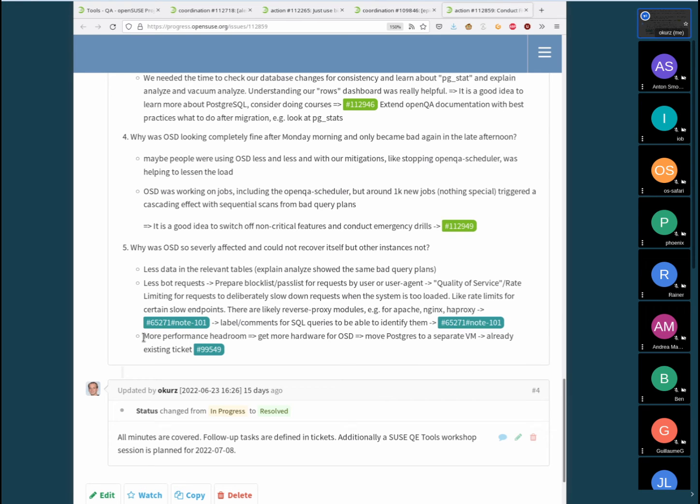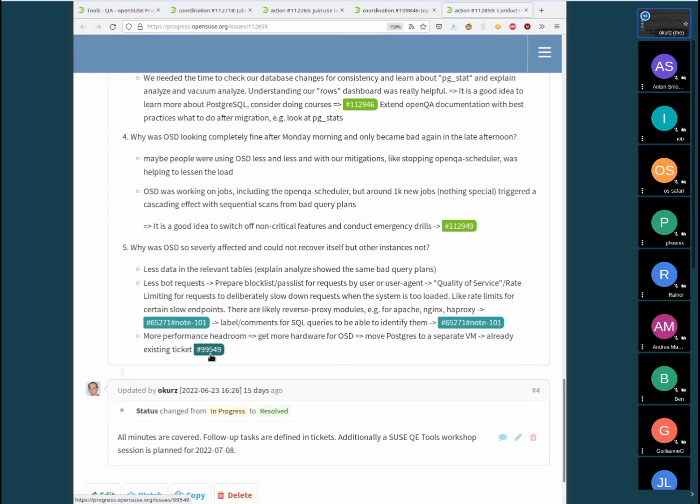And yeah, we would need more performance. This is a note that other systems like O3 have more performance headroom. We would need to get more hardware for OSD, or well, more power for OSD. We are a bit limited there. We are running openqa SUSE on a VM with very good success, and we really would like to keep that, but maybe we can move components like the database itself to a separate VM.